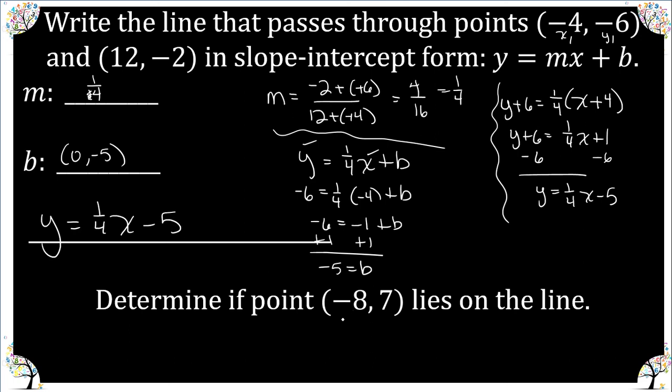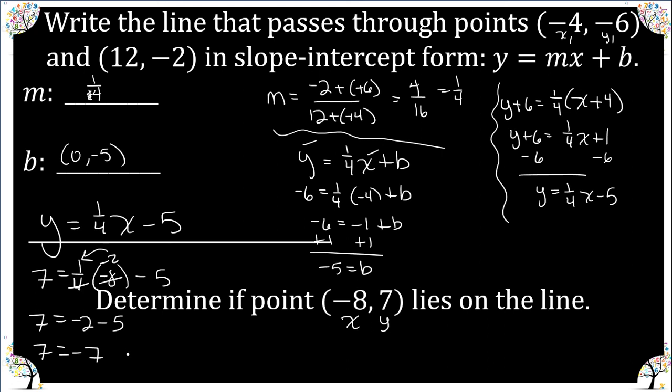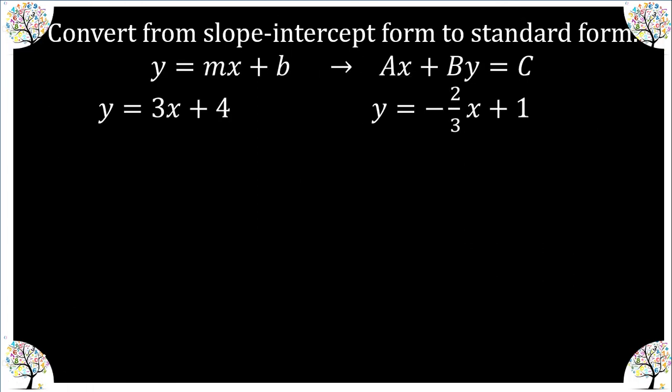It says determine if -8, 7 lies on this line. So we're going to plug in 7 for y, -8 for x. 4 goes into -8, -2 times. -2 times 1 is -2 minus 5. I get 7 equals -7. This is false, so no, this point is not part of that line.